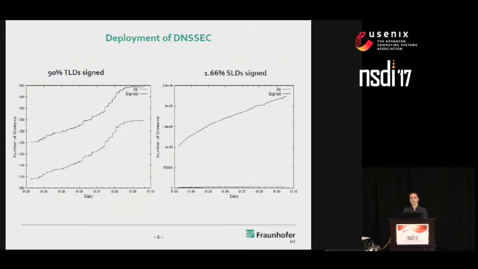If we look at second-level and third-level domains, on the right-hand side, it's a little bit different. The line of signed domains is really at the bottom, so the situation is not so good. And the growth is much slower.